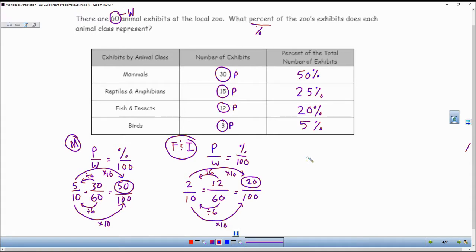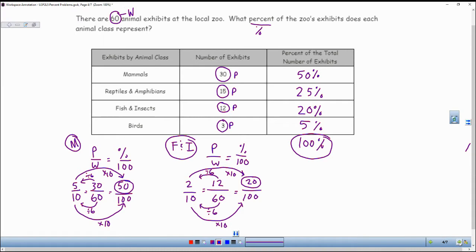All right. So when you add these up, it should be 100% because this is all the exhibits. So if you add that up, 50 plus 25 is 75, plus 20% is 95, plus 5%, that's 100%, that's everything. So that would make sense that if you add those all up, you get 100%.